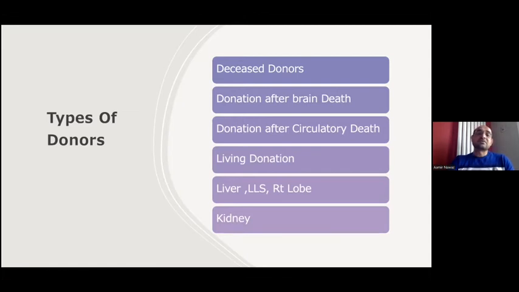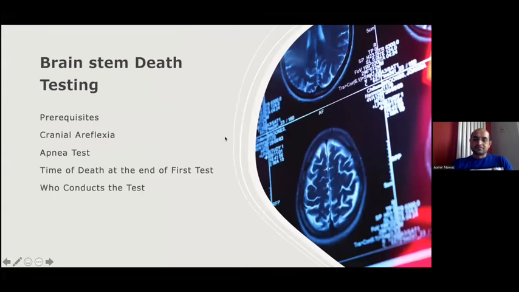The organs which we can retrieve from living donors are the liver, which is the left side of the liver or left lateral segment, or the right lobe of the liver, or the kidney. So this question is very commonly asked in MRCS A, MRCS B, FRCS A, FRCS B. Very, very commonly asked. So you have to read it from somewhere.